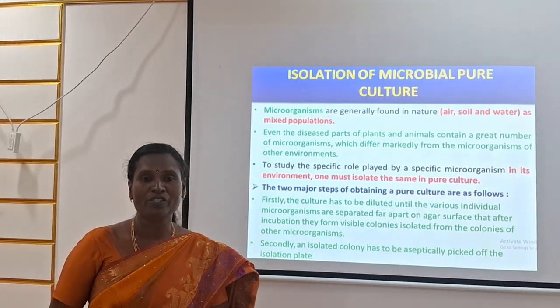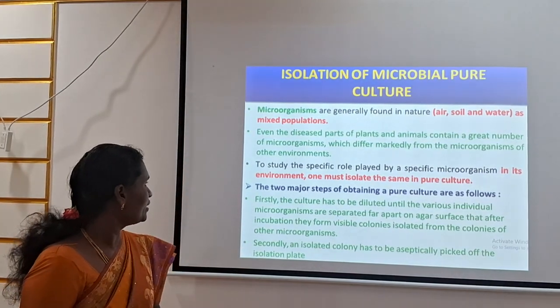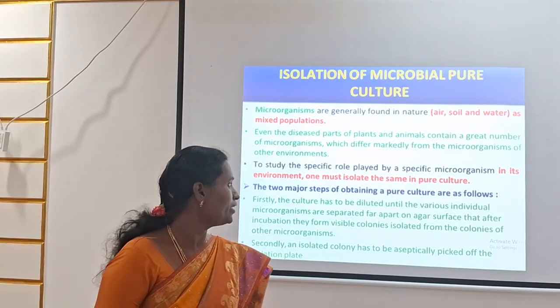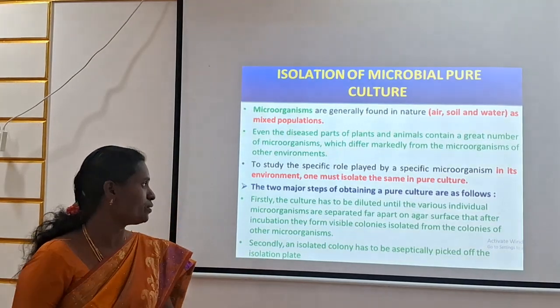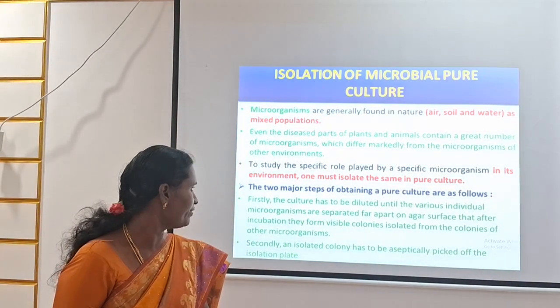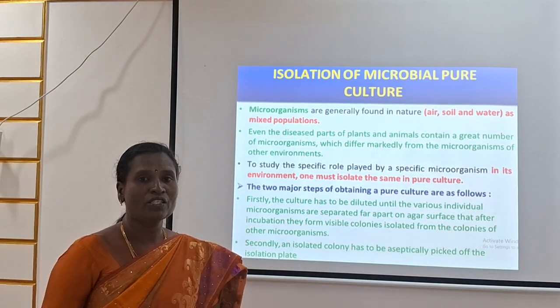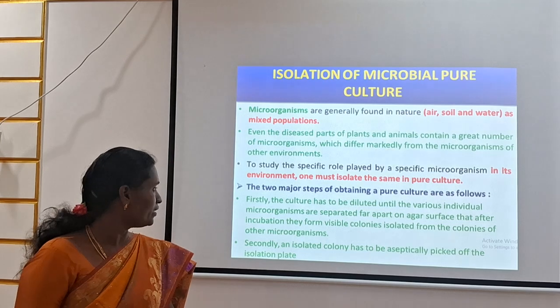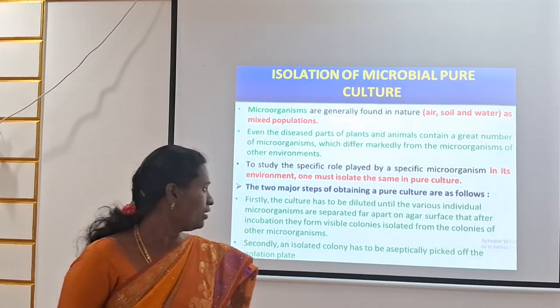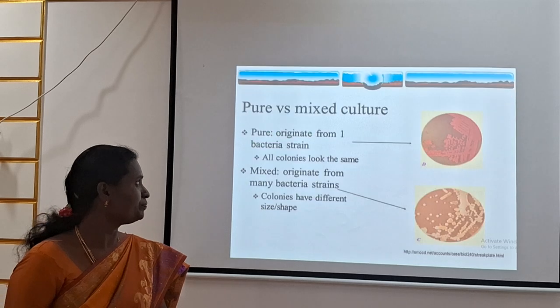There are two steps involved in the isolation of pure culture. First, the culture is diluted until the various individual microorganisms are separated apart on the agar surface. After incubation, they form visible colonies. Second, the isolated colonies are aseptically picked off the isolated plate.